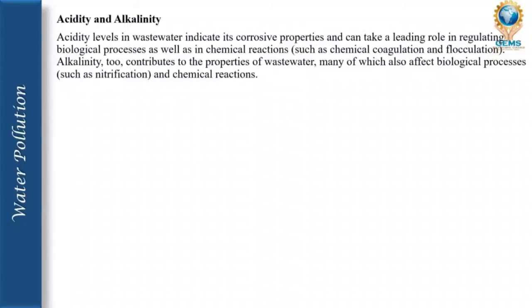Acidity and alkalinity. The acidity level in wastewater indicates its corrosive properties and can take a leading role in regulating biological processes as well as chemical reactions, such as chemical coagulation and flocculation. Alkalinity too contributes to the properties of wastewater, many of which also affect biological processes such as nitrification and chemical reactions.